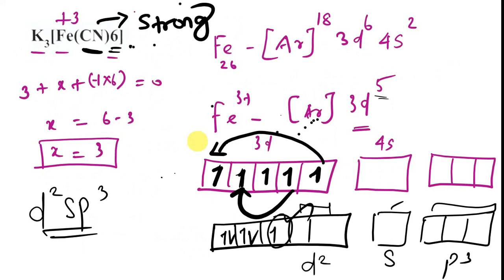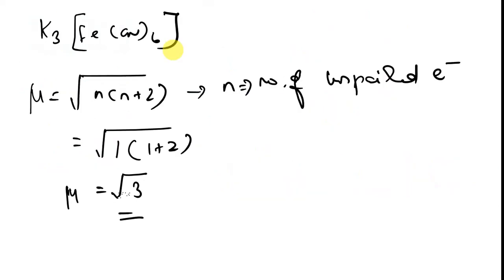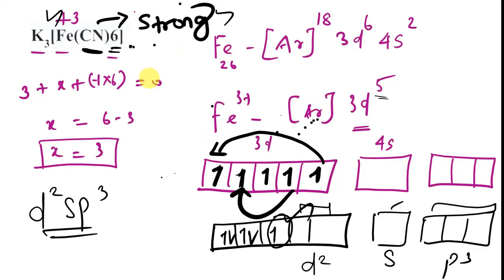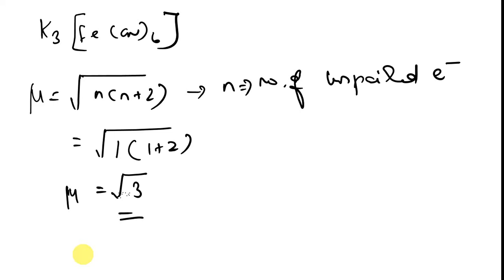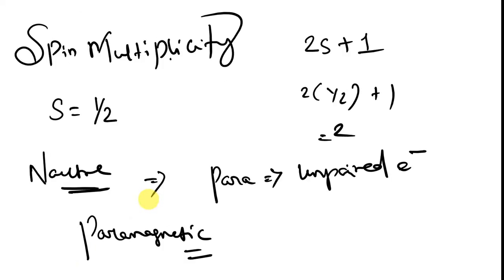So let us go for K3[Fe(CN)6]. What we have identified so far: the oxidation state is +3, CN is a strong ligand, and the hybridization is d2sp3. The magnetic moment is √3, the spin multiplicity is 2, and the nature is paramagnetic. Right? That's it.